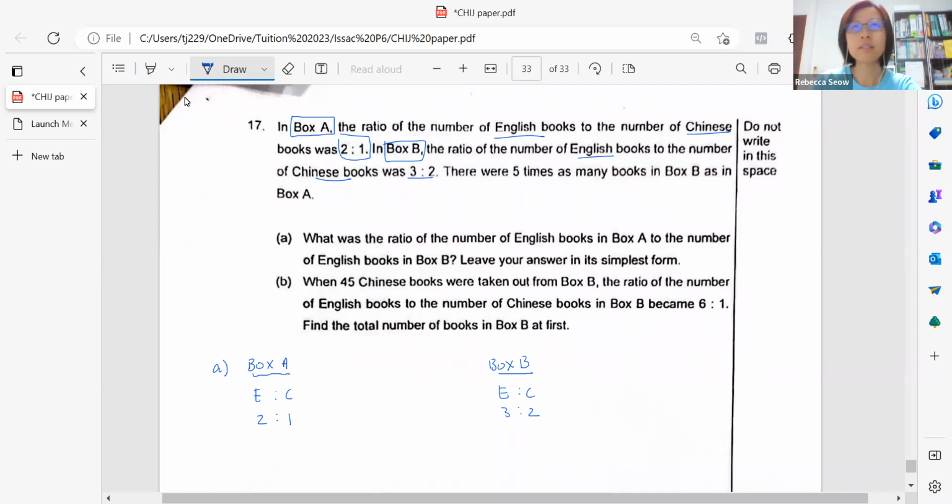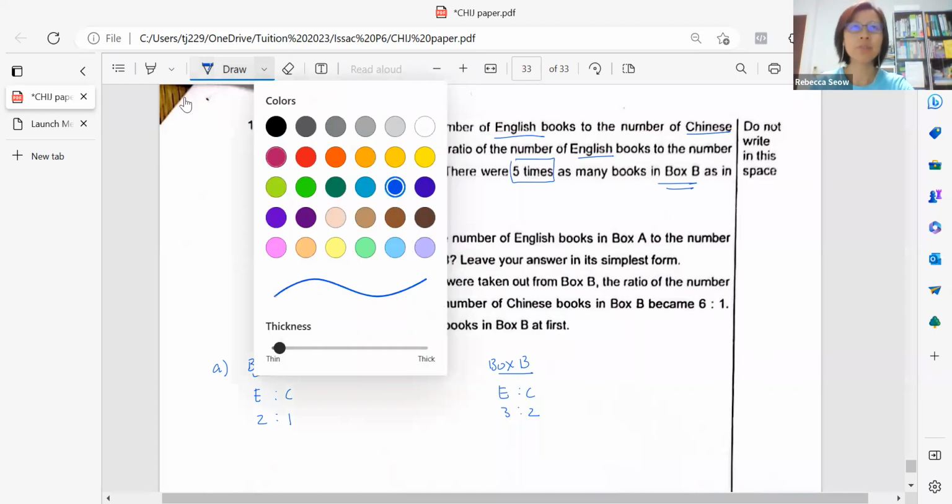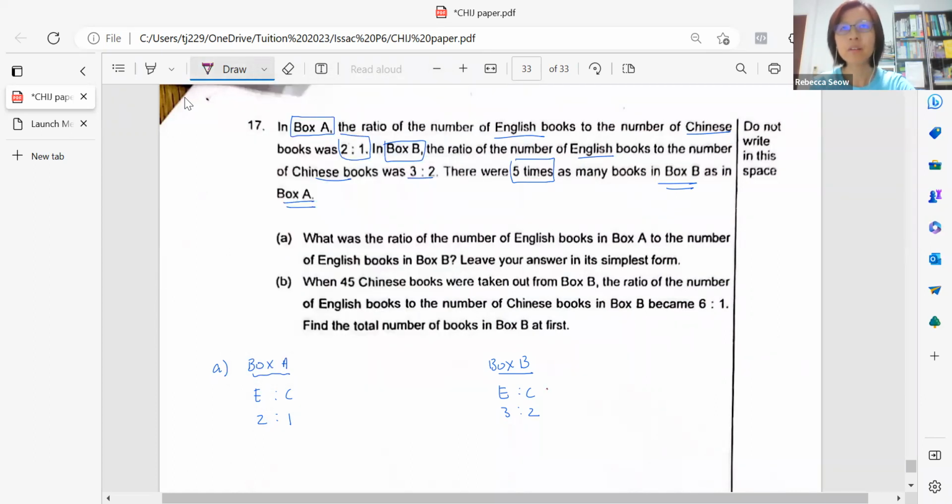Next is a very crucial information. 5 times as many books in B as compared to A. So when we talk about the number of books in B, we are looking at the total number, which means English and Chinese books combined. That means in terms of the ratio, we will have to add one more component, and that will be the component of total. I'll put it as T.